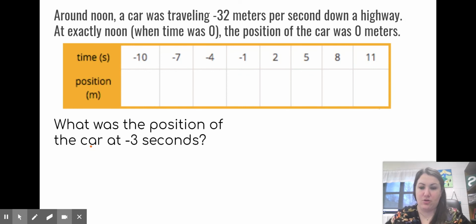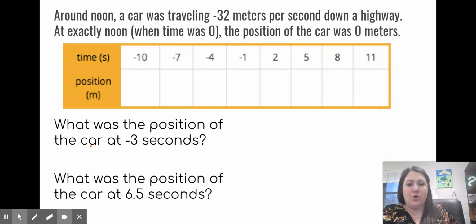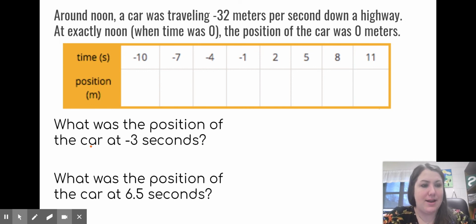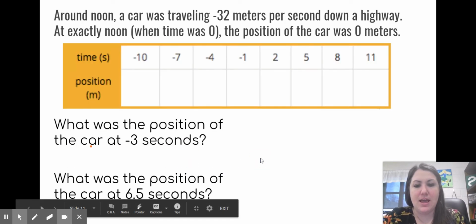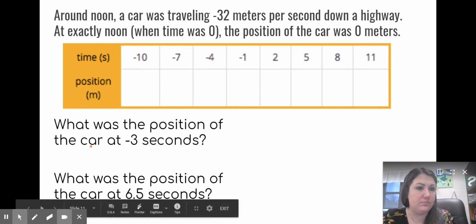And then I want you to answer the question, where was the car at -3 seconds? Okay, so use what you had learned in the previous activity: what happens when you multiply a negative and a negative to get your answer? And then also I want to know, where was the car at 6.5 seconds? So use what you know about a negative times a positive to get your answer. And then after you're done, I want you to go through and check your work.